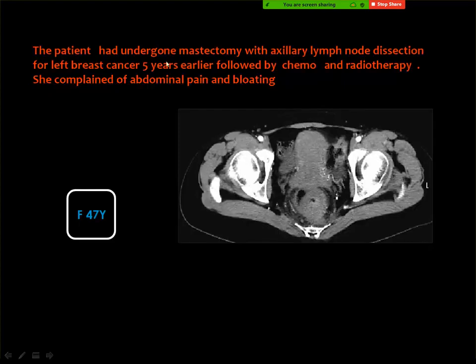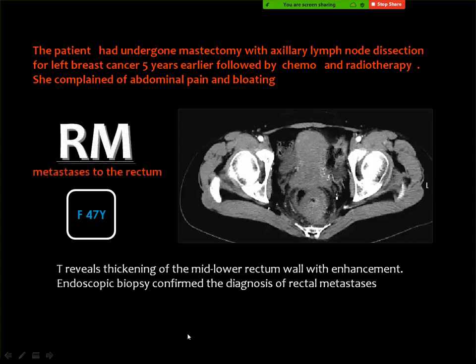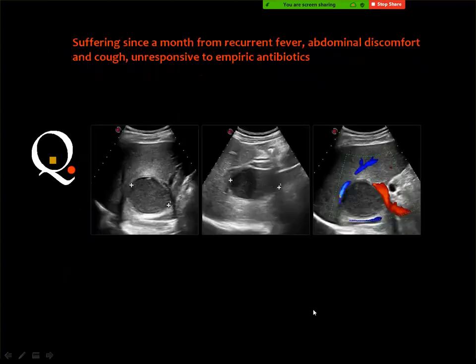This patient underwent mastectomy with lymph node dissection and is presenting with abdominal pain and bloating. Rectal metastasis. Very good. And this is metastatic deposit to the rectum. And I should emphasize this fact: whenever you know that there is a primary malignancy, you should correlate with this finding until proved otherwise.